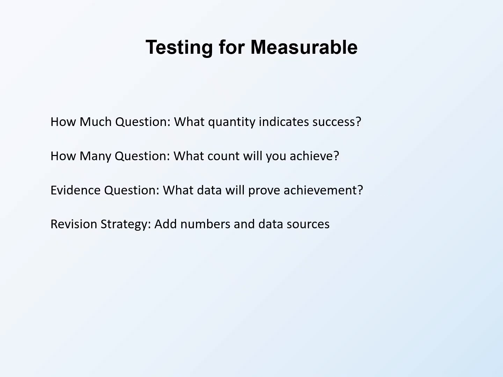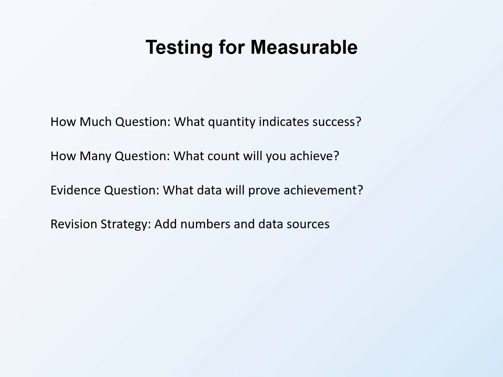Testing for measurable involves asking quantification questions. The how much question asks what quantity indicates success. Is there a number, percentage, or rate in your objective? If not, how will you measure it? The how many question asks what count you will achieve. For service delivery objectives, how many people, sessions, or products. Counts make objectives measurable.